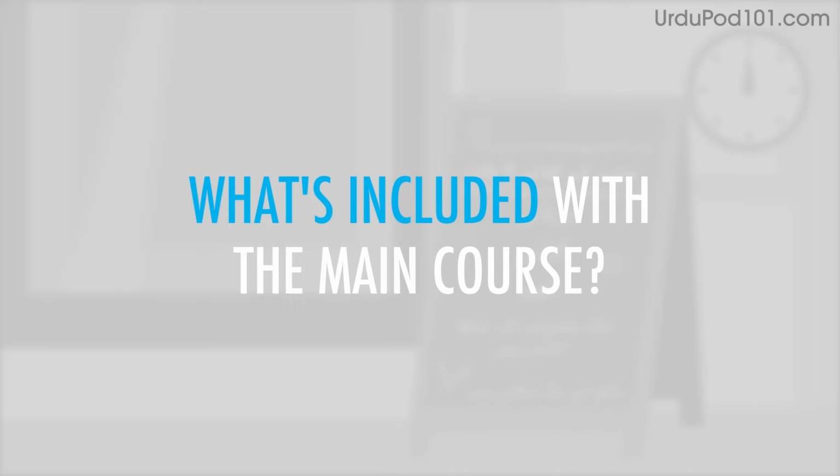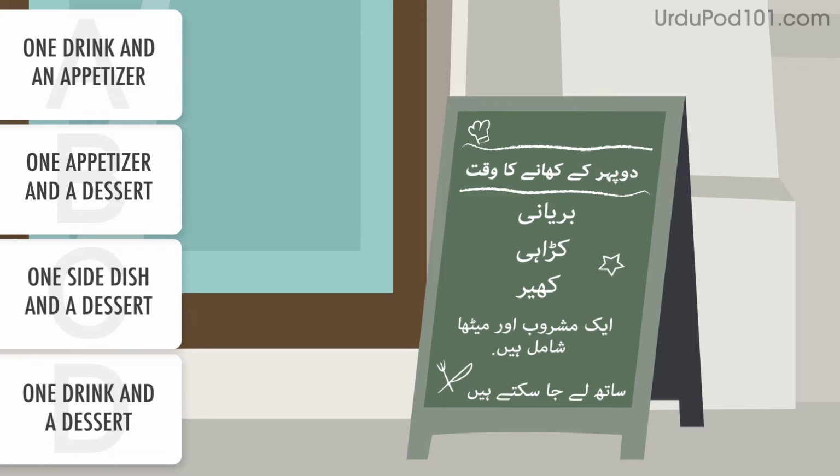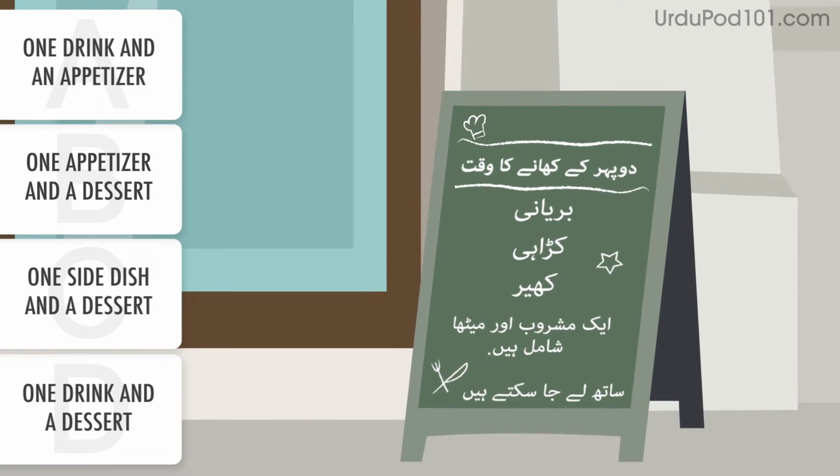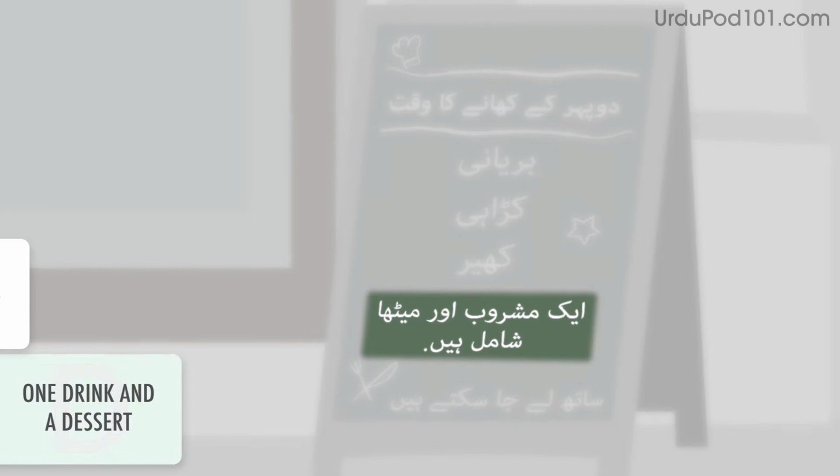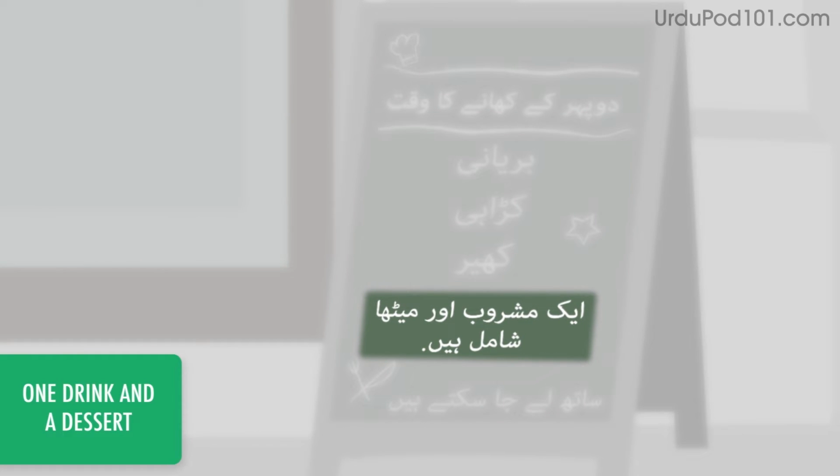What's included with the main course? The sign says, one drink and a dessert are included.